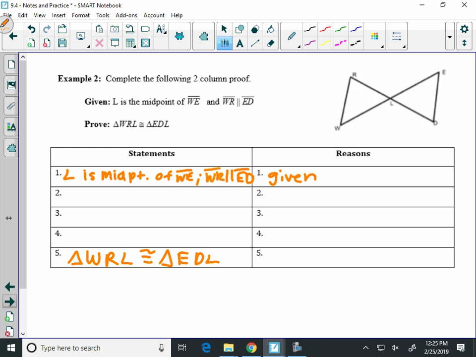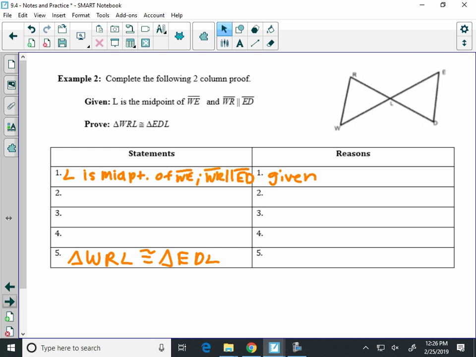And then we know 5 is going to be one of those shortcuts. Right? Side, side, side, or angle, side, angle, or one of the 2 ones: angle, angle, side, or angle, side, angle. Okay? So now we have to fill in the rest. And again, I like to fill in my reasons before I do anything else.